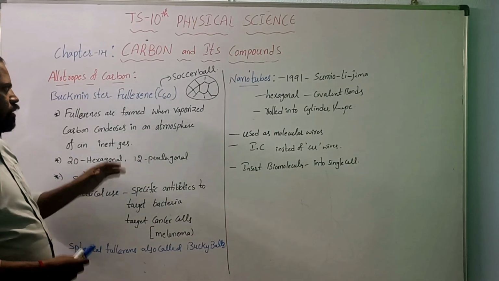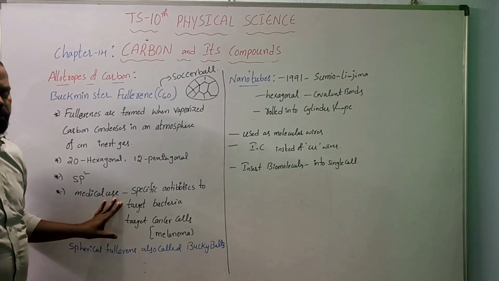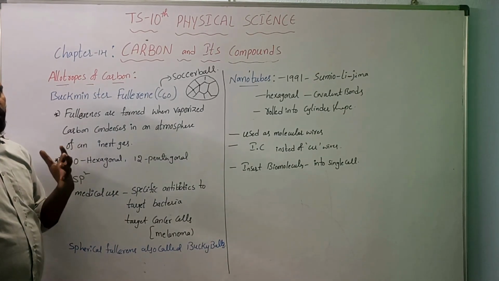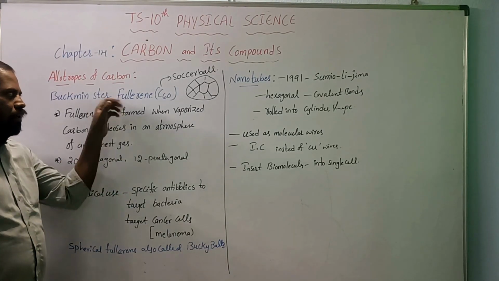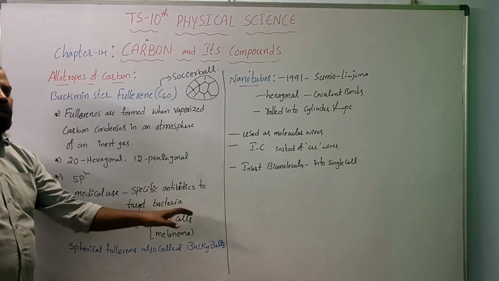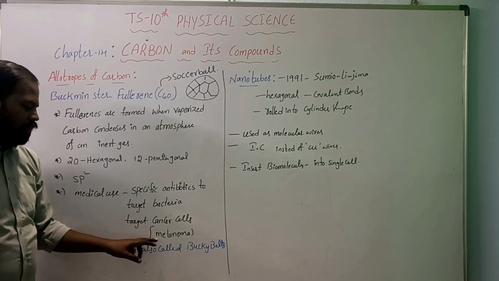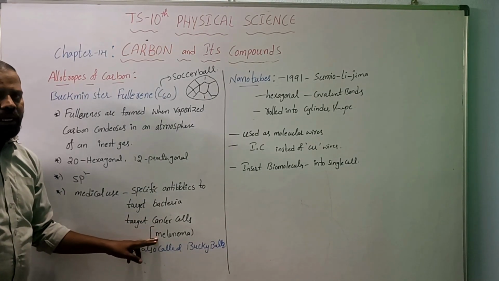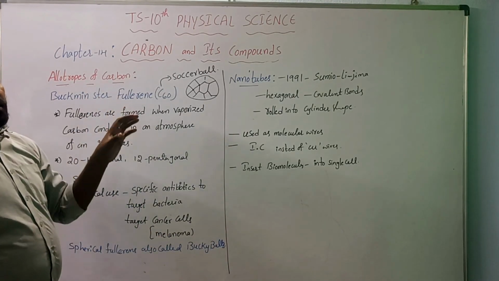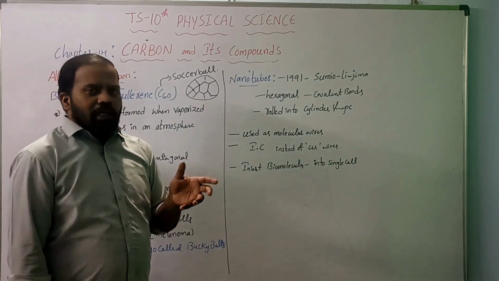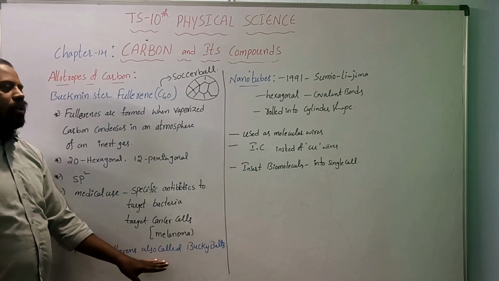Next, uses. Fullerenes can be used to target bacterial cells. Where bacteria are present in our body, we need to remove them. For that, we can inject fullerenes and then treat those bacterial cells. They can also be used to target cancer cells, for example melanoma. The fullerenes which are present in a spherical shape can be called bucky balls. So this is regarding fullerene.